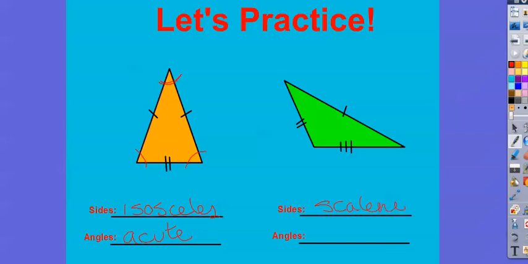And looking at the angles, I see this is an acute angle. This right here is another acute angle, but this one, well, 90 degrees would be up here, so this is definitely bigger than 90 degrees. So this would be considered an obtuse triangle. So when I was asking how would I categorize this triangle, I would call it an obtuse scalene or a scalene obtuse triangle.